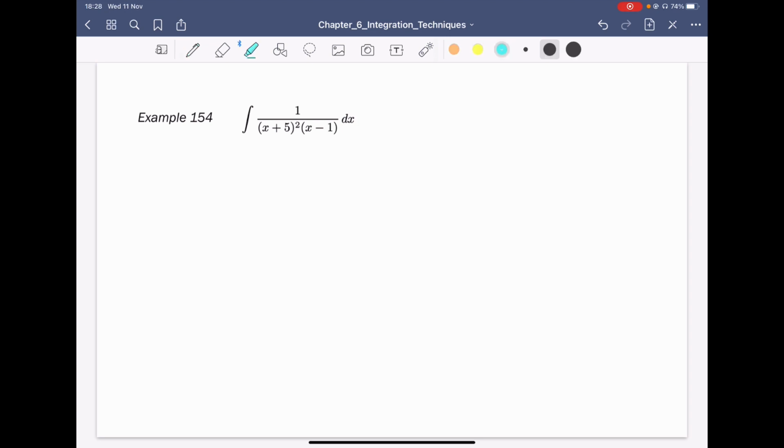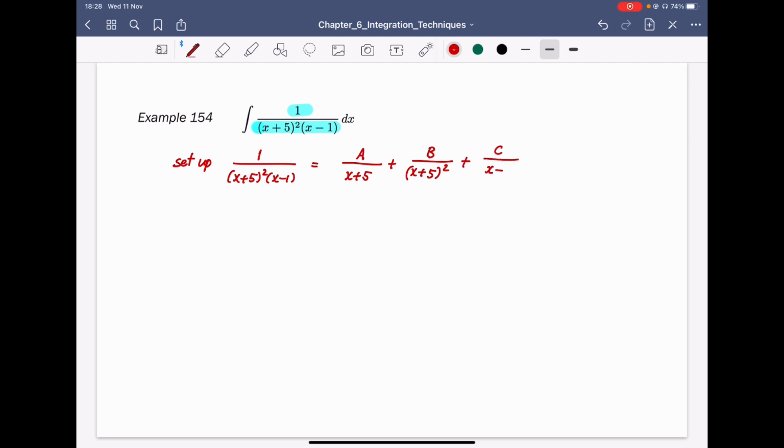So you can see that this is clearly a question on partial fraction technique, because on the numerator you have just 1, and on the denominator you have (x plus 5) squared times (x minus 1). First of all, you need to set up the decomposition. So I'm going to set up 1 over (x plus 5) squared times (x minus 1) to be A over (x plus 5), plus B over (x plus 5) squared, plus C over (x minus 1).